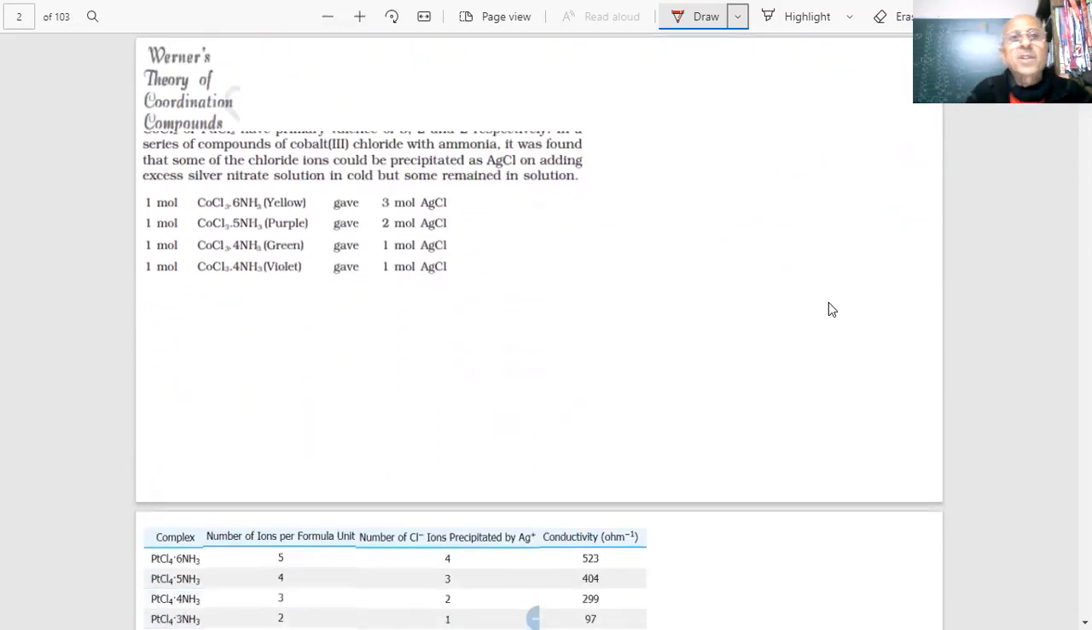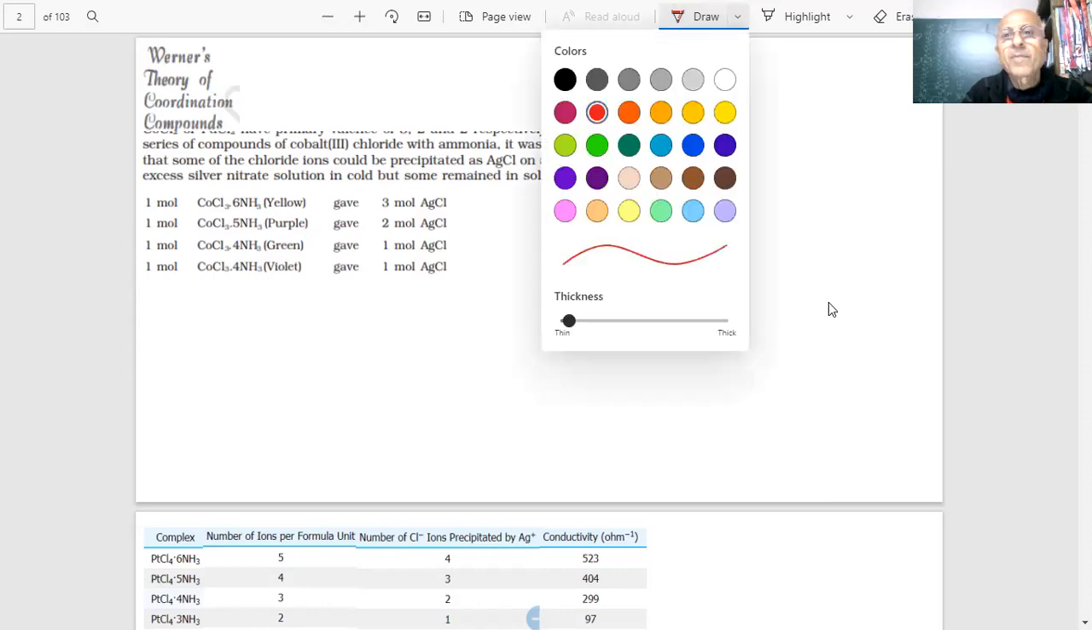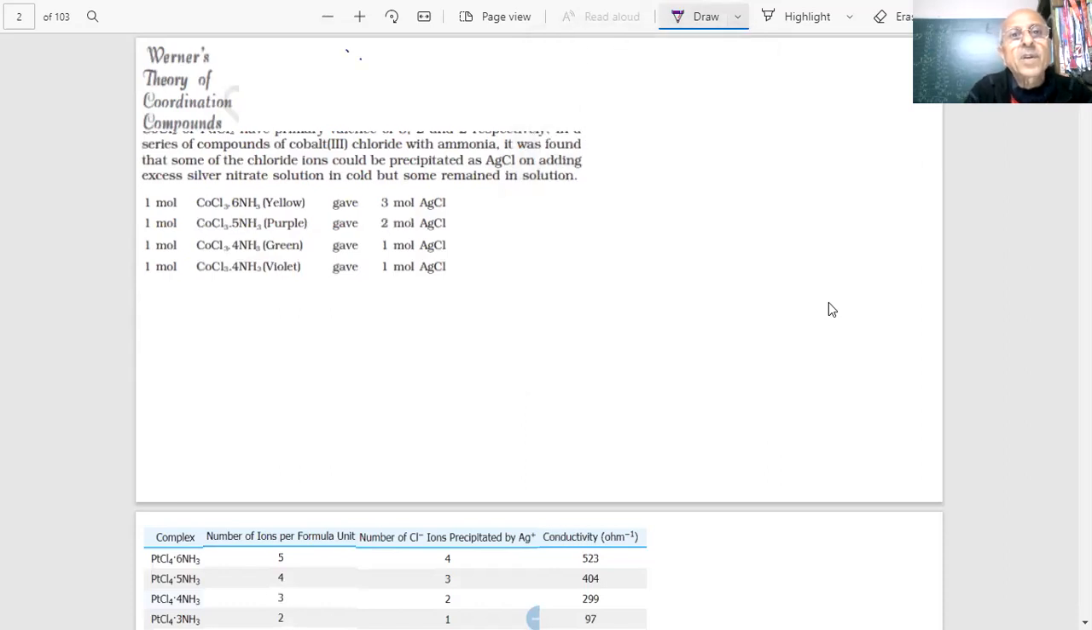So students, the scientist who discovered coordination compounds is Werner. Who discovered it? Werner, students. He is the father of coordination compounds. How did Werner discover coordination compounds?